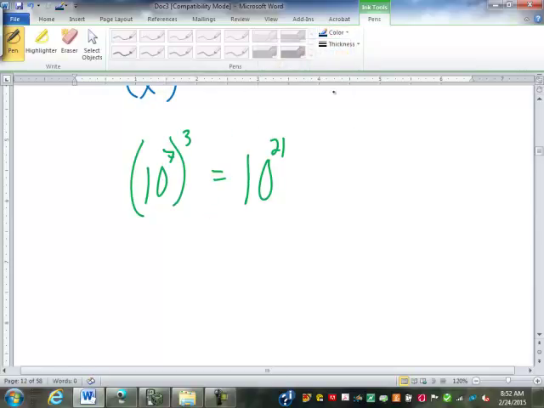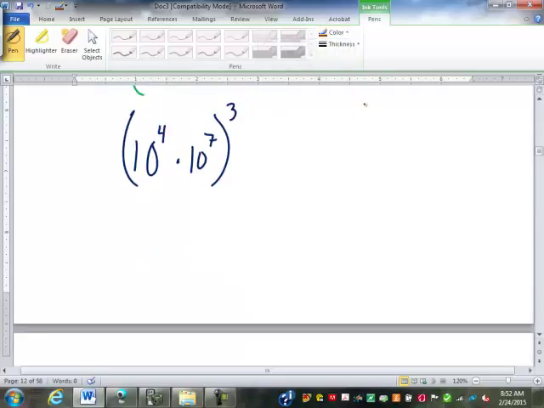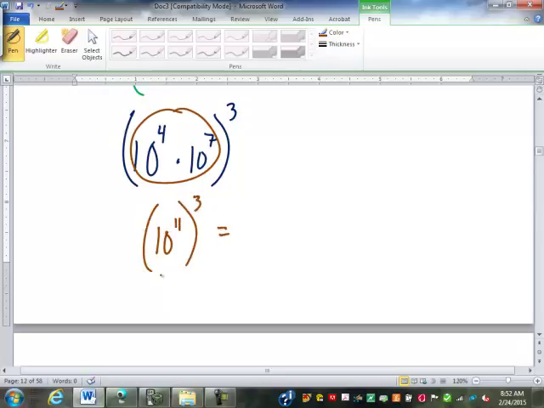So let's take a look at an example here, just to make sure you've got this down. In this one, there's 2 different things that need to be done. What has to be done first? That's in the parentheses, so we're going to do 10 to the 4th times 10 to the 7th. And we do. 4 plus 7 makes 10 to the 11th. Now, what do we do with that 3? Yeah, 10 to the 11 times 3 is 10 to the 33. Very, very good.